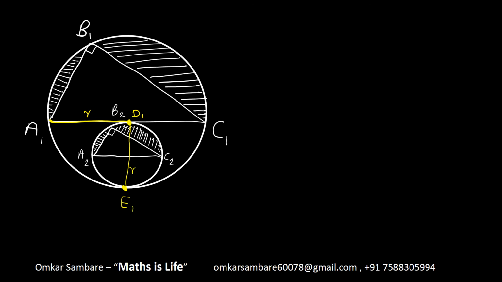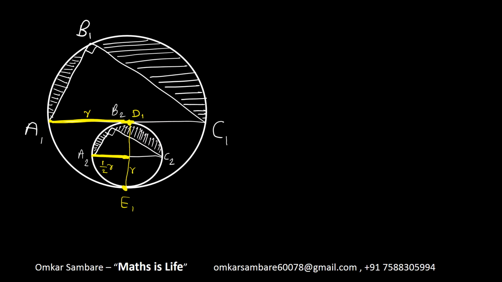What does it mean? The diameter of the inner circle is D1E1 and it is the radius of the outer circle, which means the diameter of the inner, smaller circle is the same as the radius of the outer circle. So if this is the radius of the outer circle, the radius of the inner circle will be half of that radius. It will be half r. Okay, how will it help us?